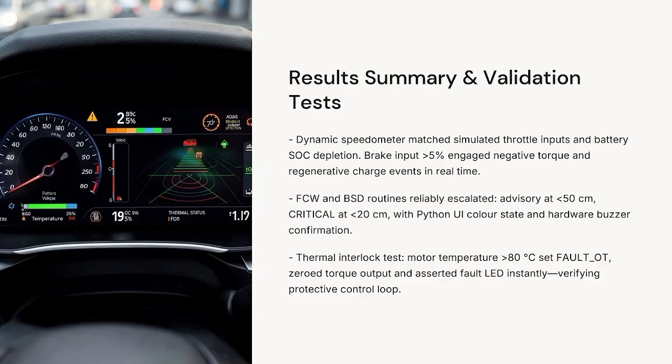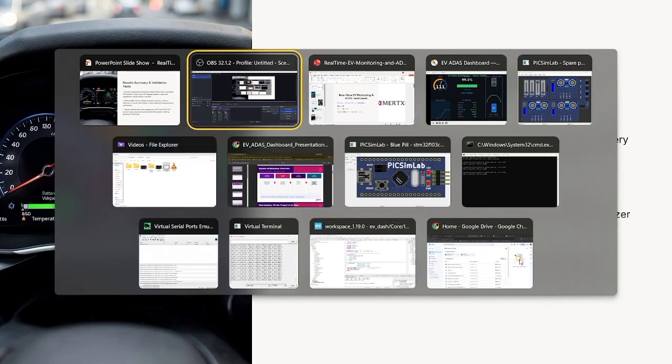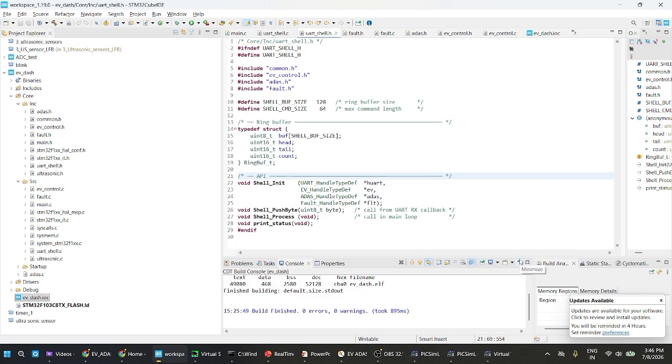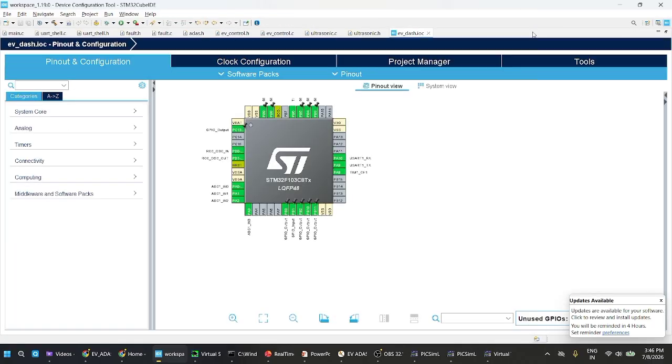Next we are moving to the programming part. Here it is the STM32 Cube IDE. Here we first configure the IOC file for our project. In this IOC file we are using the STM32F103C8T6 microcontroller, and we configure all the pins, analog pins, timers and connectivity pins.